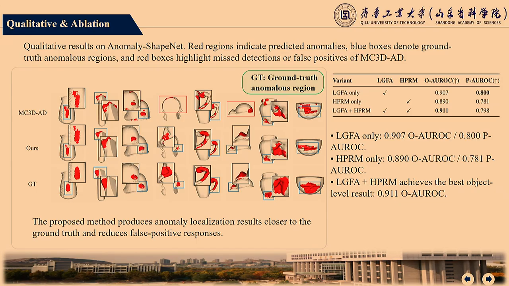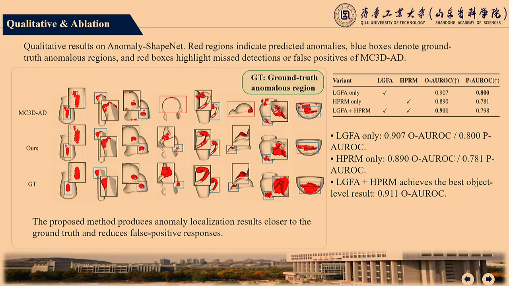the red box highlights the region where MC3D-AD produces missed detection or false positive response. From the qualitative results, we can see that compared with MC3D-AD, the anomaly localization results of UniGRe-3D are generally closer to the ground truth. It can also reduce some false positive responses. This suggests that the proposed method performs well not only in object-level anomaly detection, but also in point-level anomaly localization. The ablation study further verifies the effectiveness of two core models.